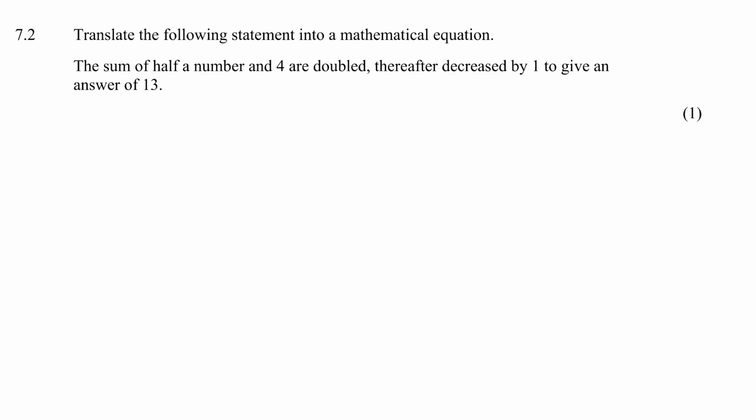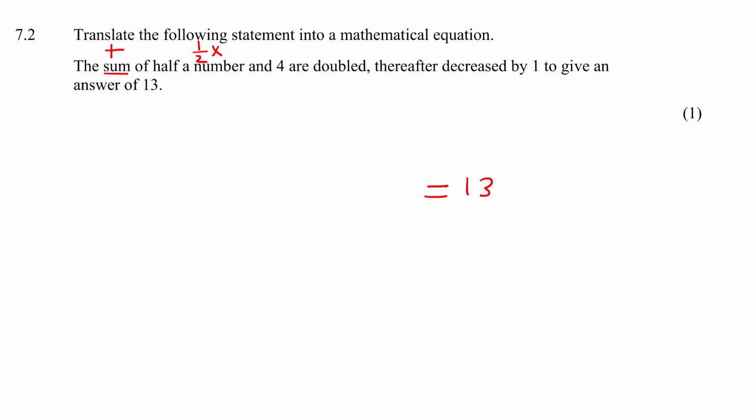Translate the following into a mathematical equation. Okay, so it says the sum. Sum means add. Half of a number. A number is x. Okay, half of it would be a half x. So the sum of a half x and 4 is then doubled and then decreased by 1 to give a final answer of 13. Okay, so the final answer must be 13.